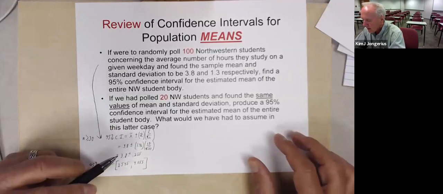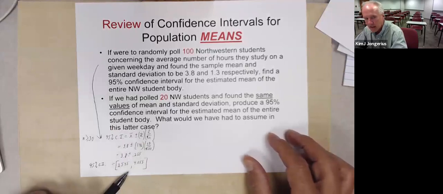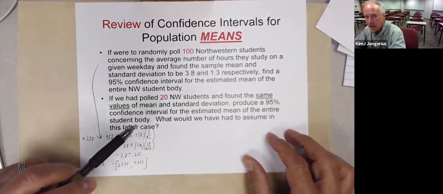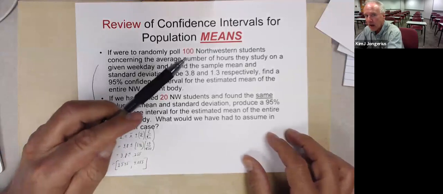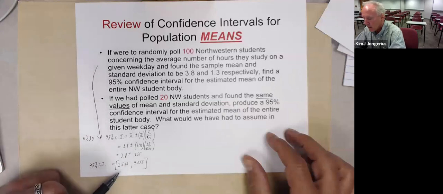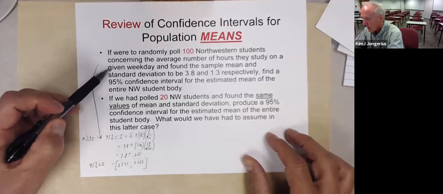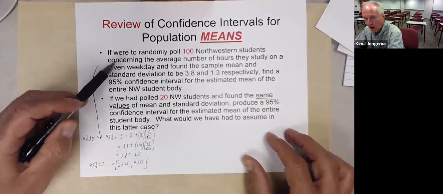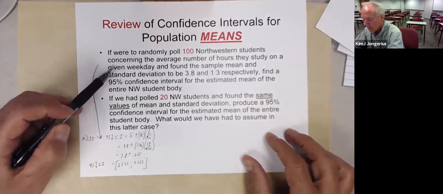Let's make sure we're again recognizing what this interval actually means. It means that we are 95% confident that the average number of hours they study on a given weekday is somewhere between 3.545 hours and 4.055 hours. This is not an interval for individual students, but this is an interval for the average number of hours from all the students in Northwestern student body.